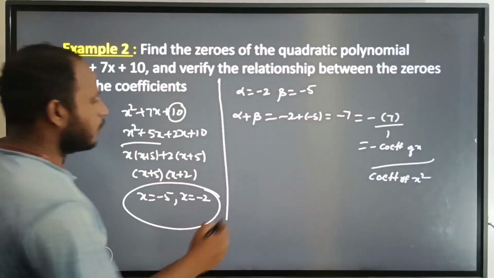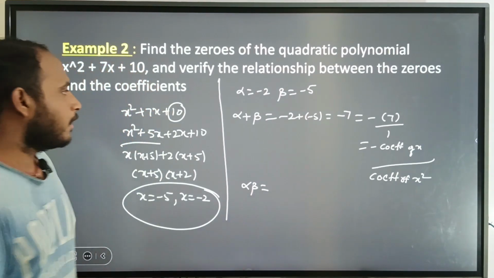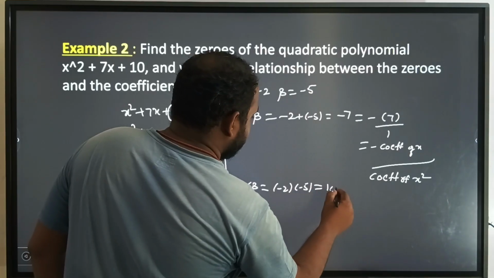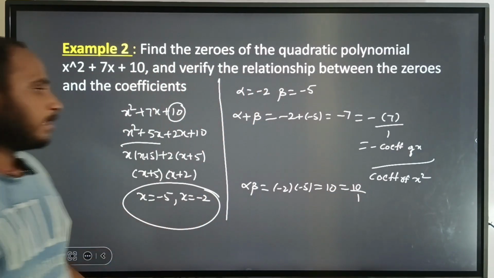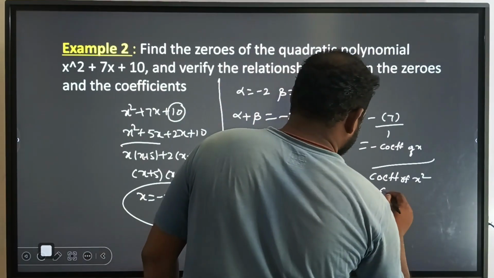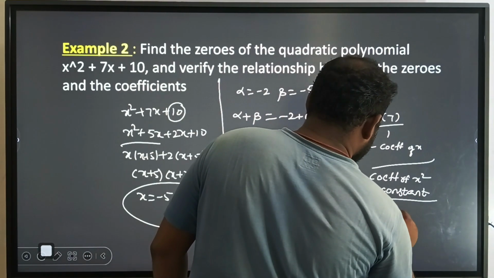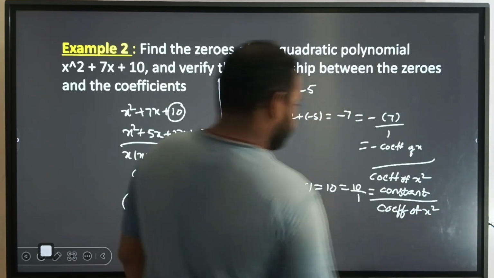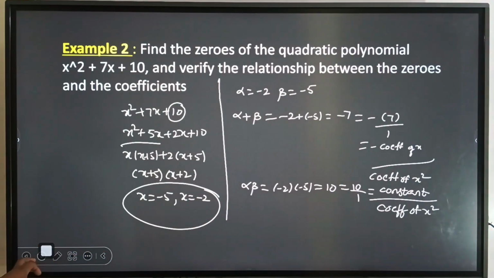Now, the product of the zeros, that is alpha into beta. Alpha into beta is minus 2 into minus 5, that means 10. 10 can be written as 10 by 1, where 10 is the constant term and 1 is the coefficient of x square.